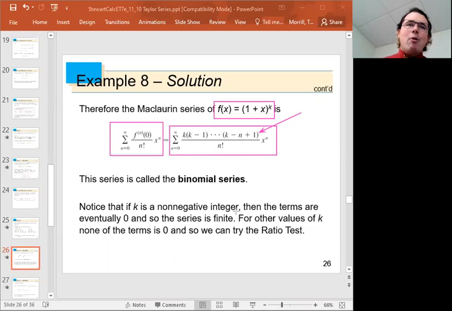But if k is not a whole number, then none of those is going to be 0, and we can try the ratio test. So this clip is getting a little bit lengthy. Let's try seeing what that is just next.